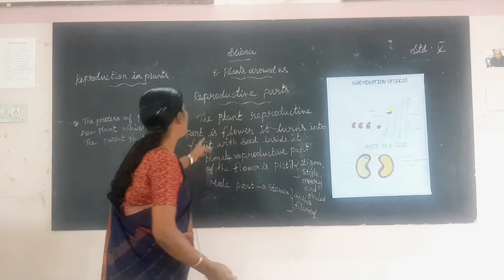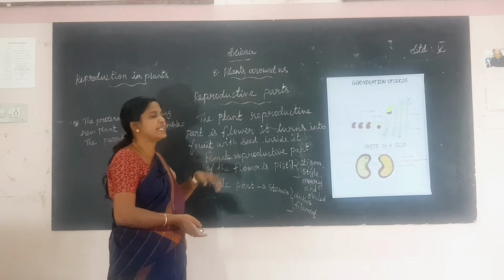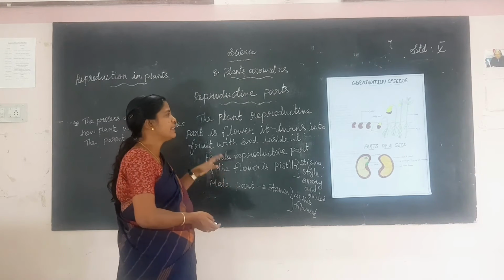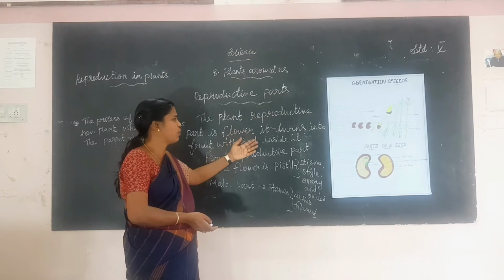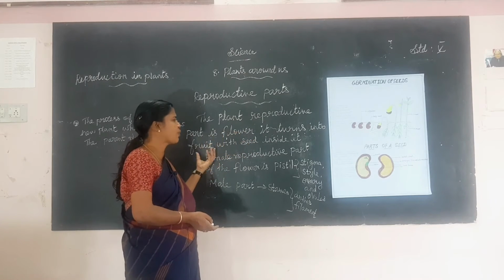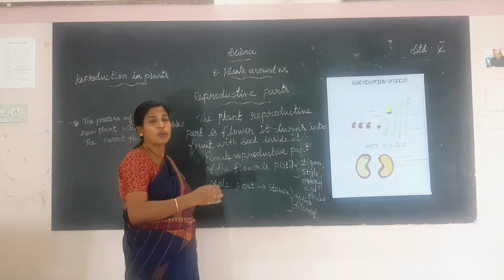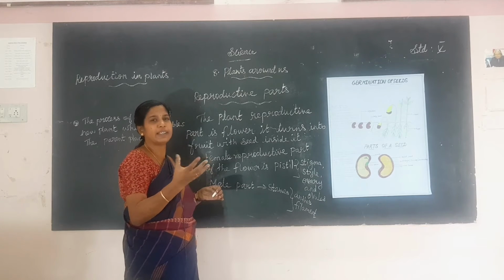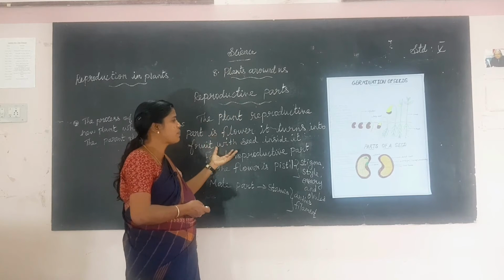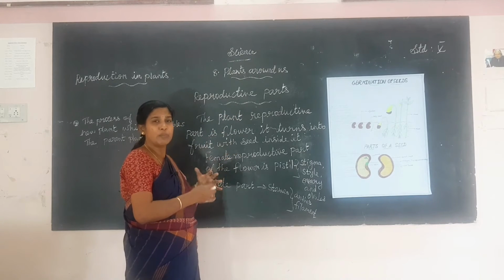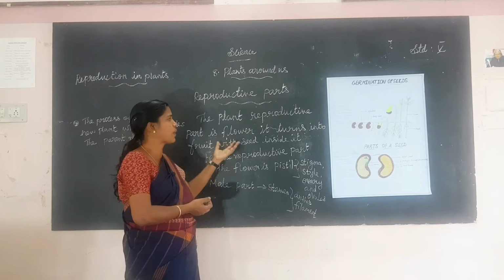Children, the plant's reproductive part is the flower, and it turns into fruit with seed inside it. After reproduction in the flower, fruits form, and from the seed a new plant grows. That is the reproductive method of the plant. There are two methods: vegetative parts and reproductive parts.